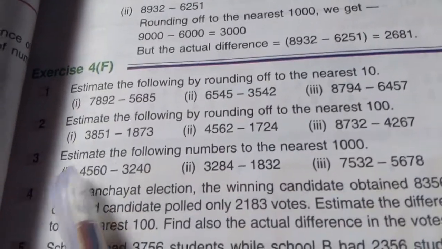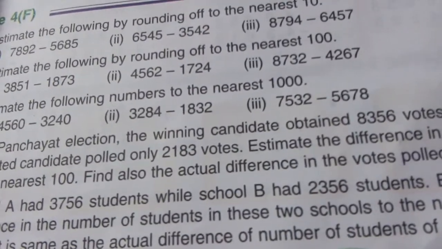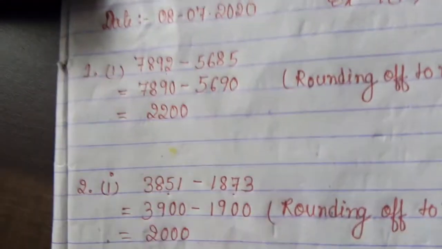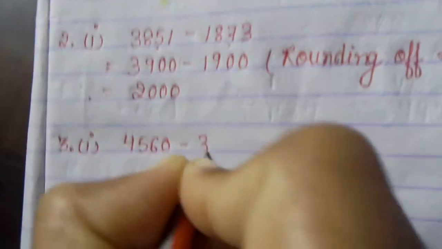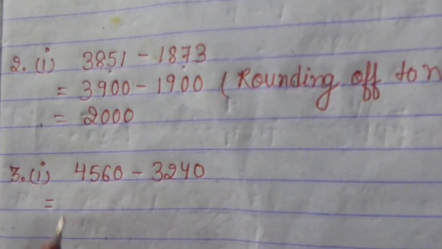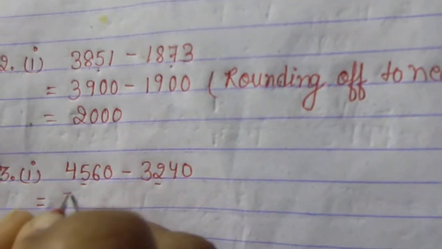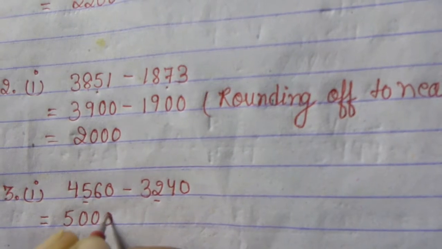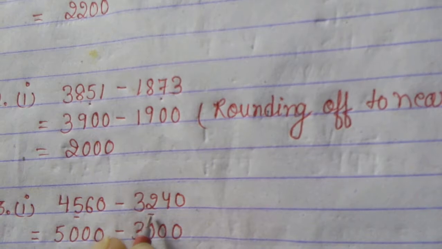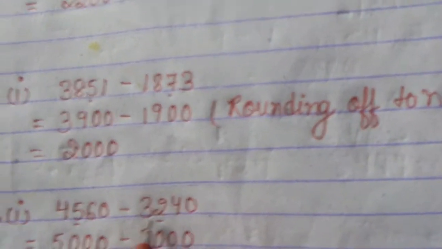Now question number 3. Estimate the following numbers to the nearest 1000. So we have to estimate to nearest 1000. So we will copy down the question. 4560 minus 3240. So here we can see that here is 5 and here is 2. So this will become 5000 minus 3000, because 2 is less than 5. So this number will not increase, which is at 1000 place.